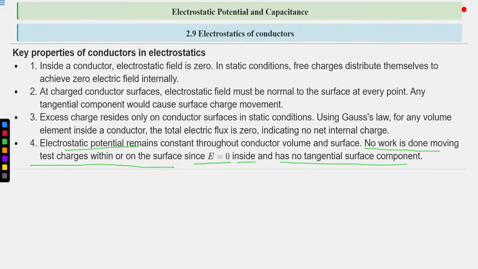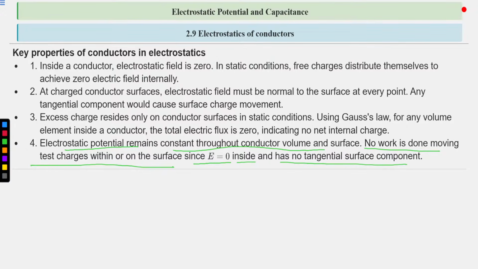There is no tangential surface component present, which would result in a force on the charged particles on the surface. So in static condition, moving a charge from one point to another inside or on the surface of a conductor requires no work. Hence, there is no potential difference, which results in constant potential inside and on the surface of the conductor. So electrostatic potential remains constant throughout the conductor volume and surface.